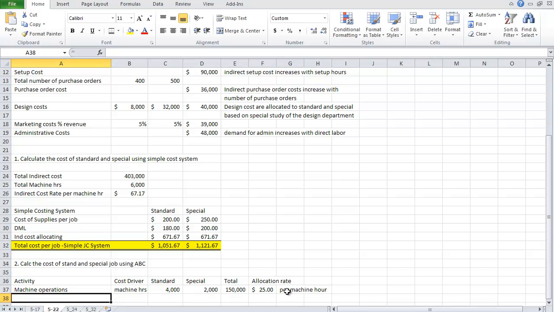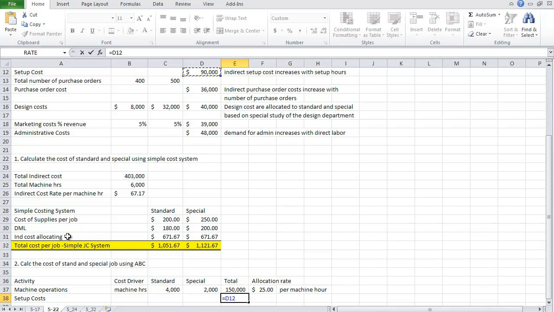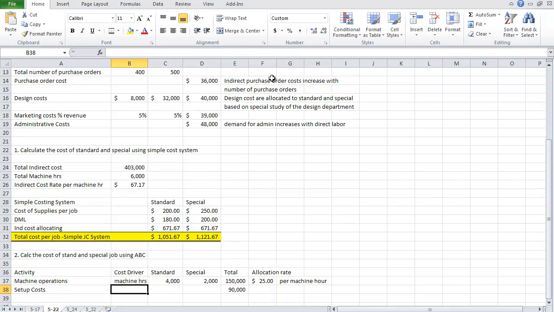Now we need to go do that for our next cost. The next cost up here says that it's setup. So we're going to say setup costs. And our setup costs, we are told, are $90,000. So let's go fill that in. It says that it increases with setup hours. So when we go over here to drivers, this should be setup hours.